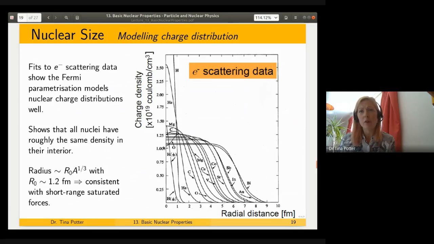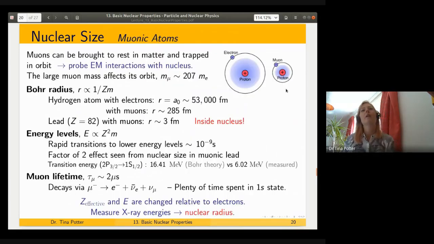And the fact that they've got the same charge density is telling us that this R0, that coefficient there, is about 1.2 femtometers. Try and remember that. That's something that's quite easy to plug into lots of calculations that you'll be making later. And this is consistent with a short range saturated force, as is that skin thickness.